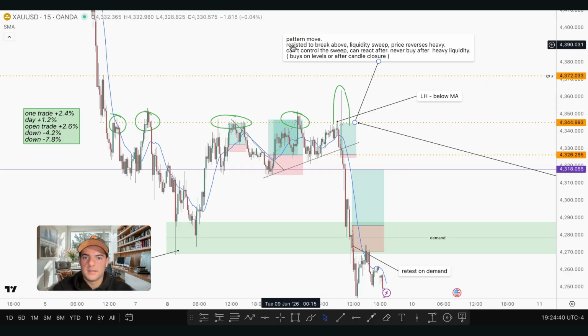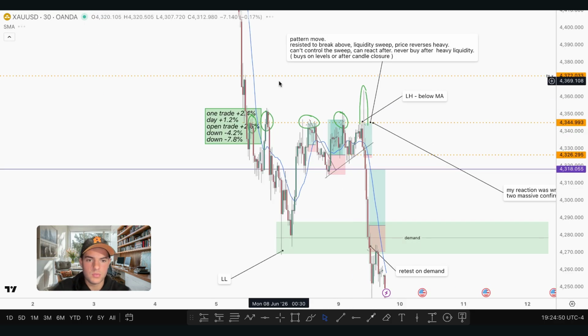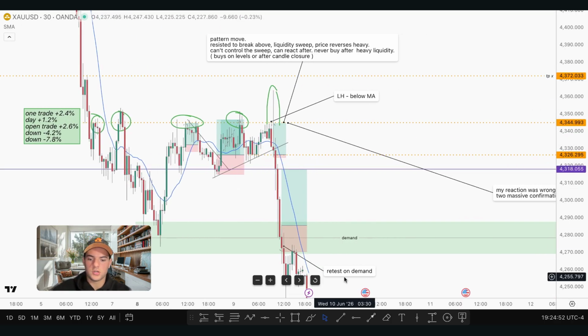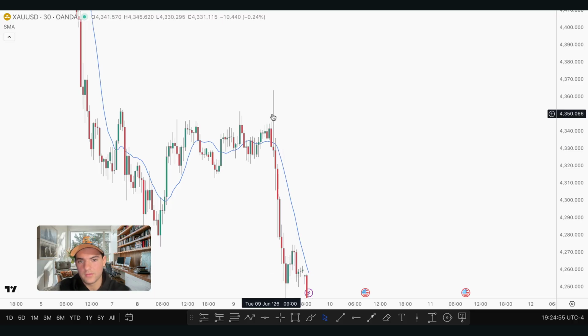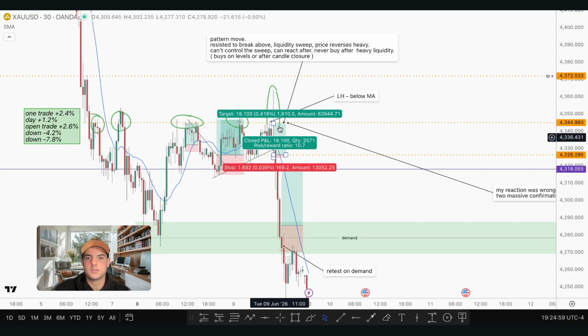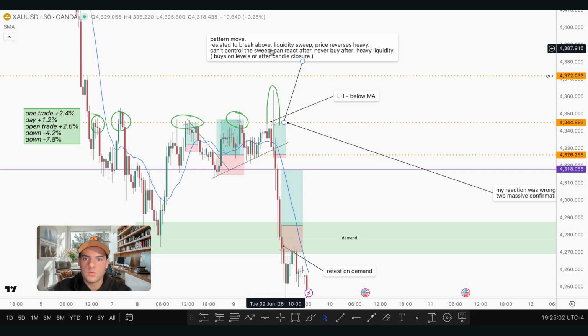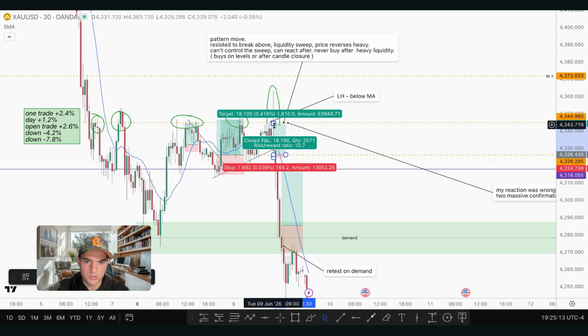And let me just go back to this. So it resisted to break above, look, resisted many times, liquidity sweep right here, and price reverses heavy. So right after here you have the 30-minute closing very strong, right? Right here you have this huge doji closing strong and below the moving average, and you can't really control the sweep right here. You can control how you react after. So this was my reaction.